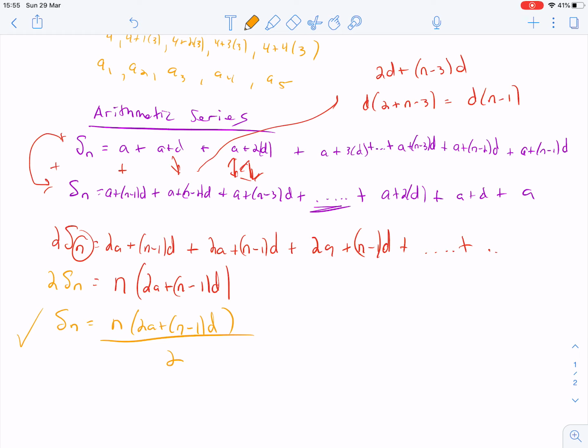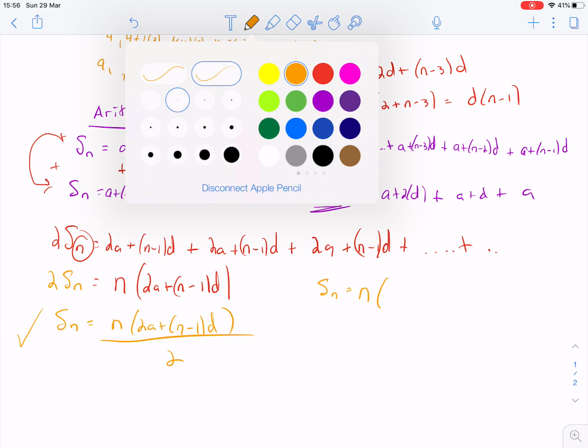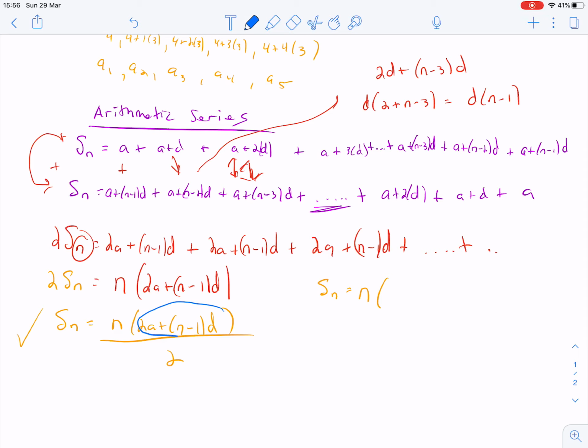Now, we can break that up, and I think it's a little bit easier if you do break it up. So we could write this as s of n, and then if we broke it apart a little bit, we could write it as n times, and the top part here, I can break up the a's, and I get a plus a, plus n minus 1 times d, and all of this is all over 2.